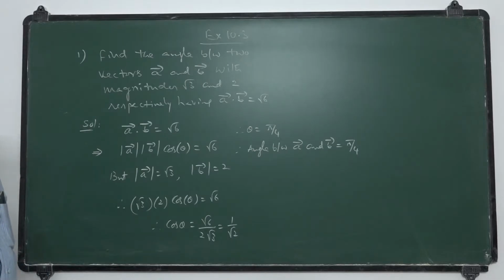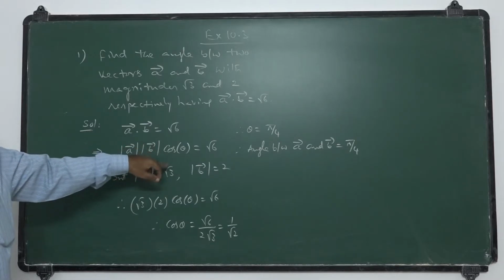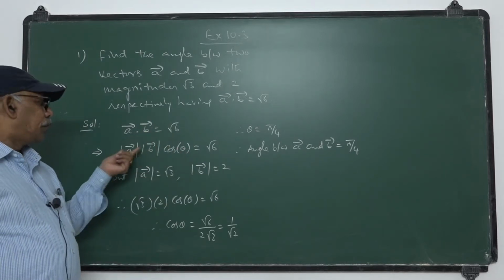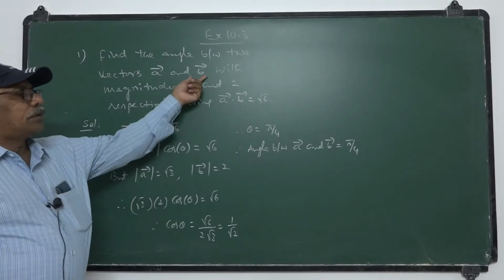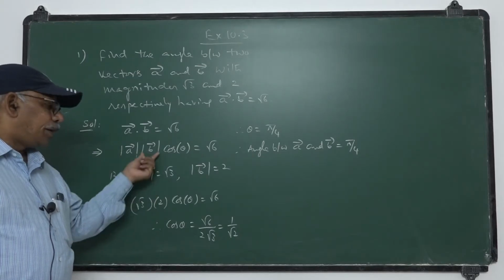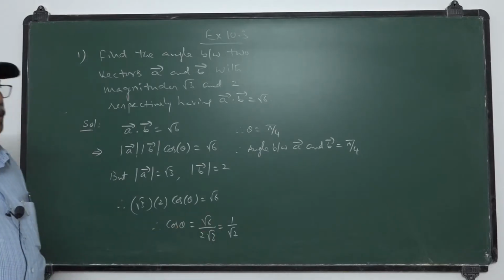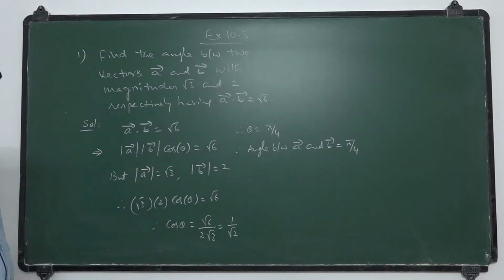Just by definition of the dot product, A bar dot B bar is mod A bar, mod B bar, cos theta, cosine of the angle between A and B. But mod A bar, the magnitude of A bar, is given as root 3, and mod B bar, the magnitude of B bar, is given as 2. Taking these, we get cos theta as root 6 by 2 root 3, which is 1 by root 2. Hence, clearly, theta takes the value 45 degrees, pi by 4. Hence, the angle between A bar and B bar is pi by 4.